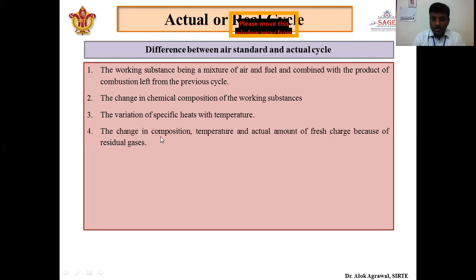Next is the change in composition, temperature, and actual amount of fresh charge because of residual gases. In the air standard cycle, we are not considering the residual gases present in the air fuel mixture, but actually they are present. Because of the presence of residual gases, the amount of actual charge taken in is reduced. It is not what we theoretically calculate, that this much charge is taken inside the combustion chamber, because practically it is not possible. Some amount of exhaust gases are already present there, so it restricts the actual air fuel mixture coming inside the combustion chamber.